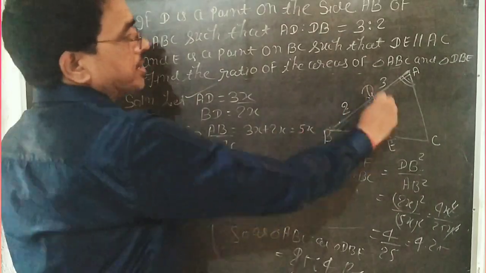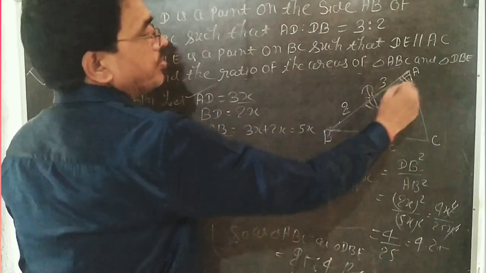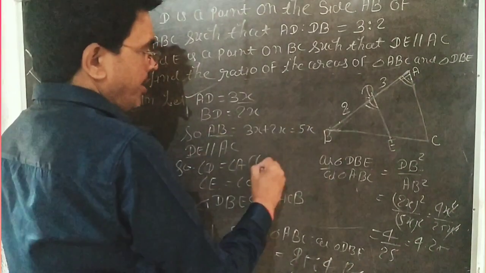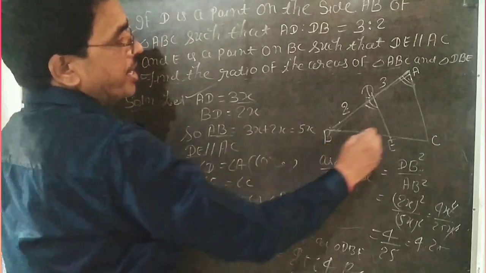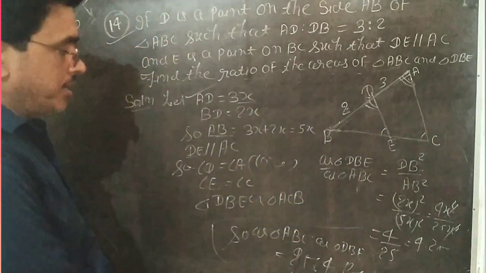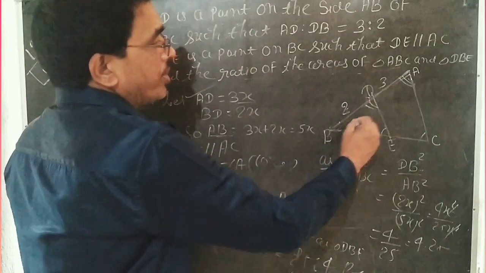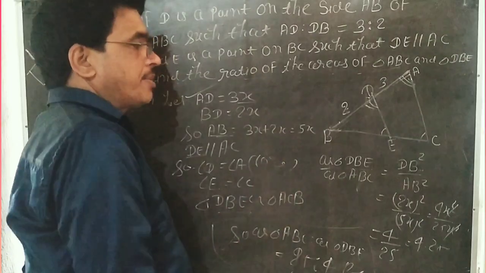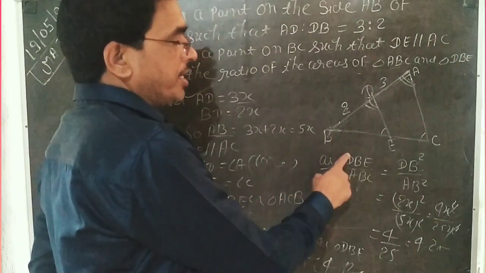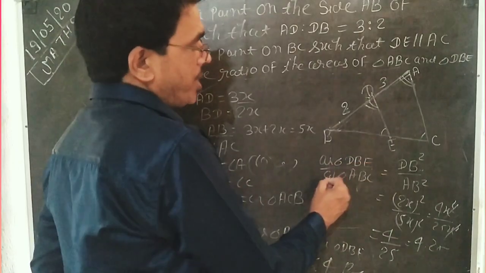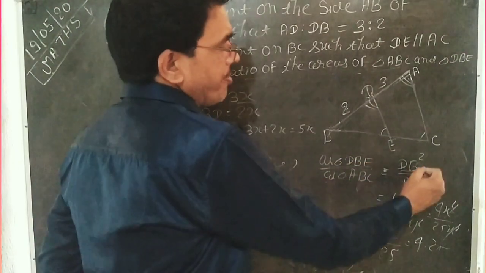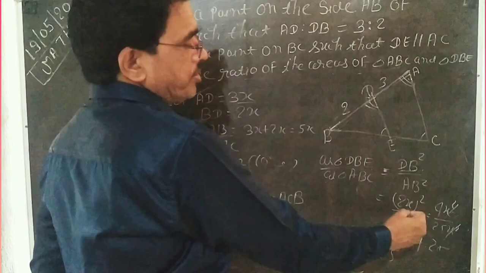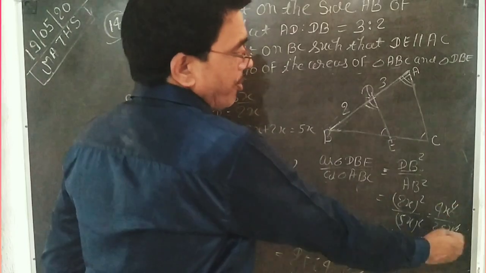Now DE is parallel to AC. So these angles are corresponding angles and equal. So angle D is equal to angle A, corresponding angles. And similarly, angle E is equal to angle C. It is also a corresponding angle. So triangle DBE, the small triangle, is similar to ABC. If these triangles are similar, then the ratio of the areas of similar triangles is the square of their corresponding sides. So area of DEB by area of ABC is equal to DB square by AB square. DB is 2x and AB is 5x. So I write (2x by 5x) whole square, that is 4 by 25.